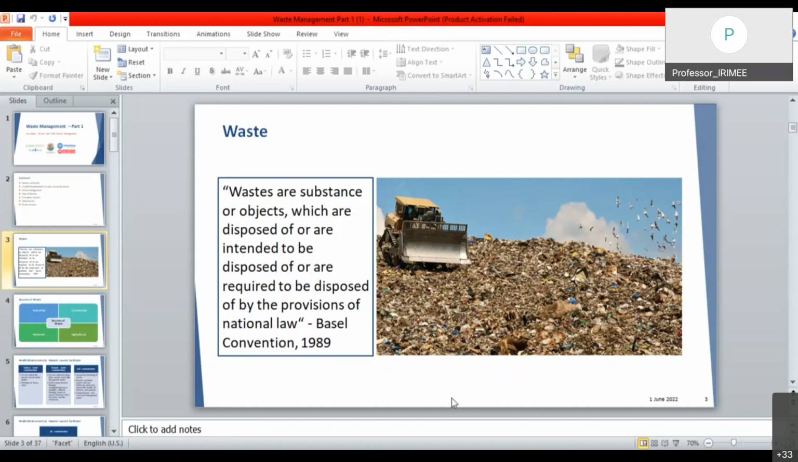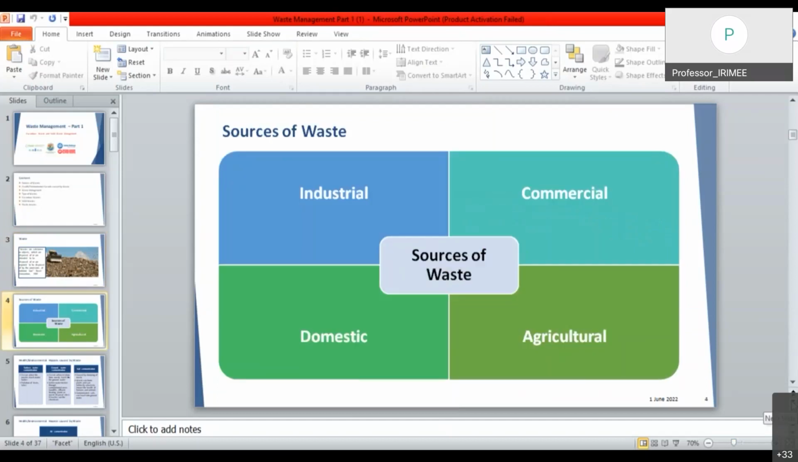As per national law, the substances which we have to dispose of come under waste, and this waste is generated from a variety of sources in industry and households. These sources of waste are industry, commercial activities, domestic waste and agriculture waste. These are broad classifications of the sources of waste.